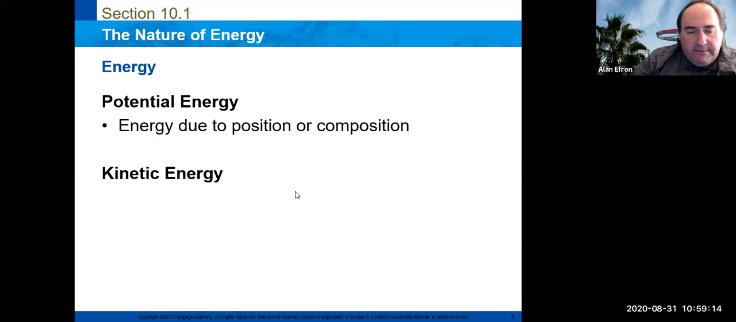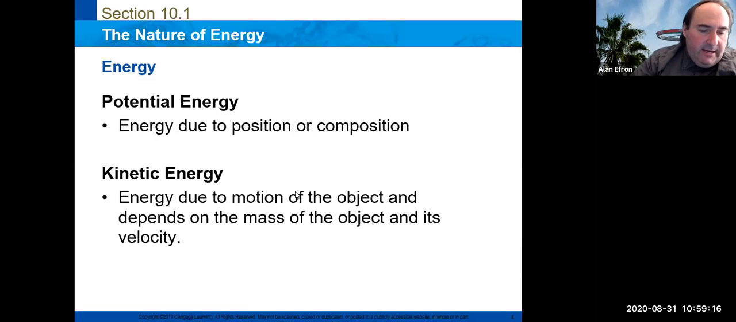So let's talk about some different types of energy. Potential energy is the energy that's due to the position of the object. That's the classic example of the big boulder on top of the hill, just teetering on the top there, ready to drop down and crush whatever's underneath it. And it has a certain amount of energy due to its actual, physical position.